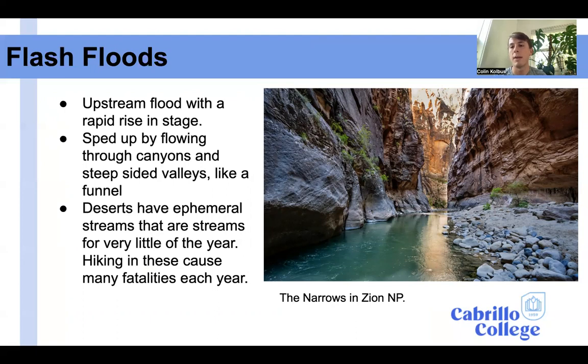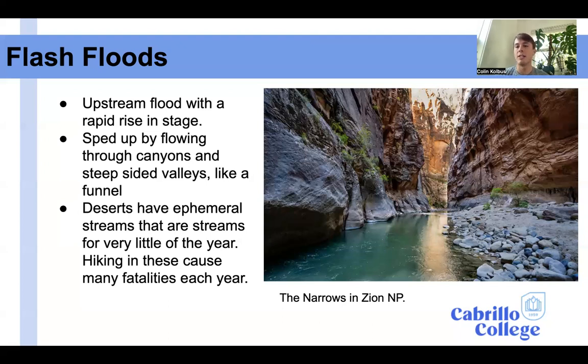And this is really common in deserts. Deserts have things called ephemeral streams, which are very, very temporary streams that maybe even flow once a year, if not between multiple years. And these are very prone to flash flooding. They by definition are going to flow with extreme intensity very infrequently.